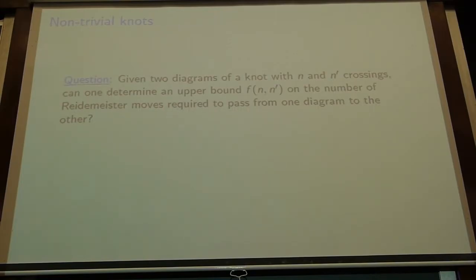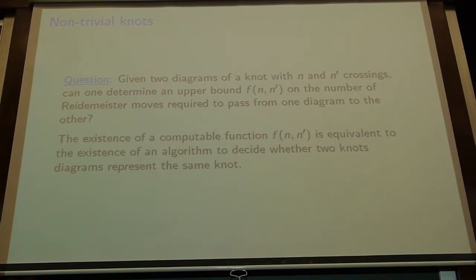But I also want to talk about non-trivial knots as well. Okay, so an extension to this theory applies to non-trivial knots. So you can ask the same general question. Given two diagrams of a knot with n and n prime crossings, can one determine an upper bound, as a function of n and n prime, on the number of moves that you need to get from one to the other?